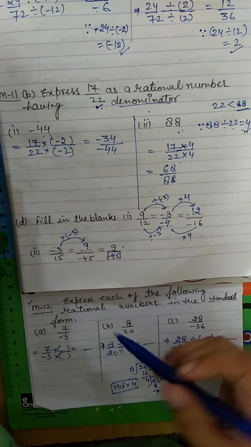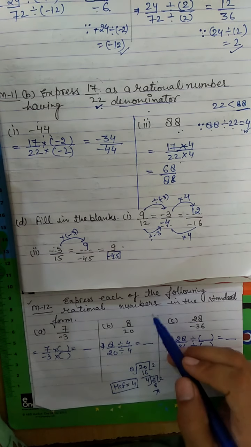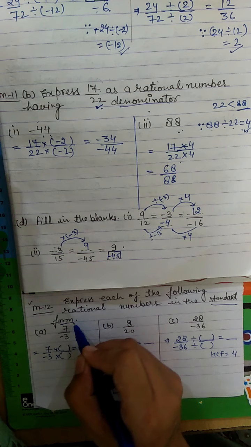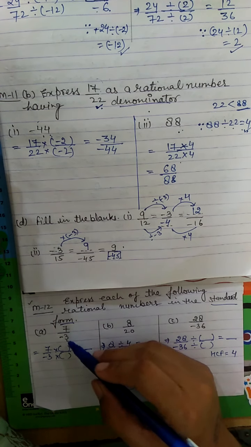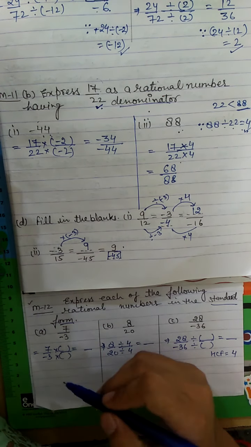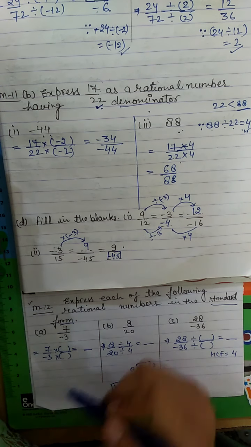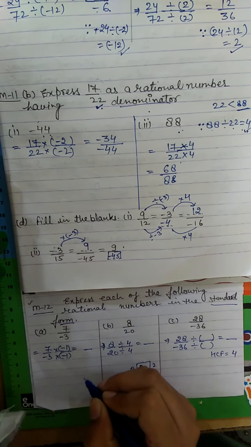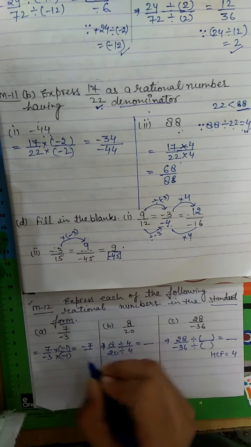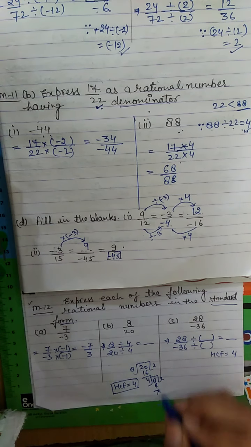Now module 12: express each of the following rational numbers in standard form. Standard form requires dividing the numerator and denominator by the highest common factor and making the denominator positive. Now this is also in reduced form or lowest form, therefore we should divide by minus 1 to make the denominator positive. That's the answer: minus 7 by 3.